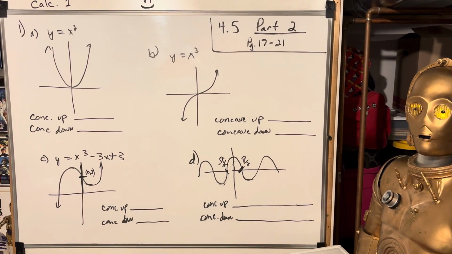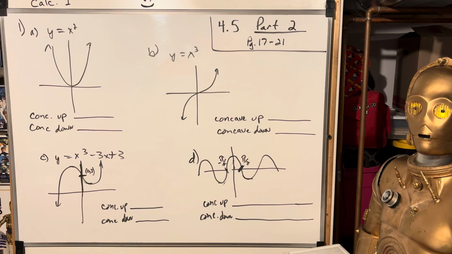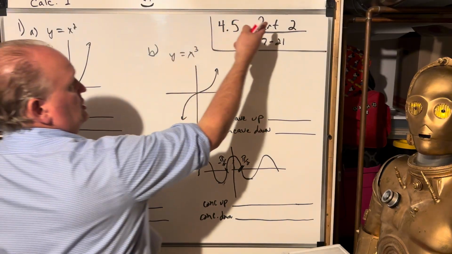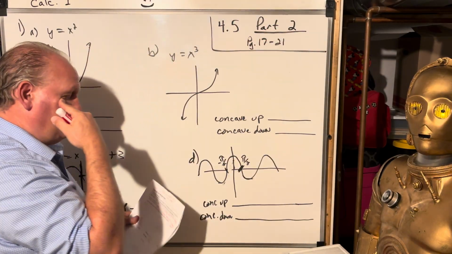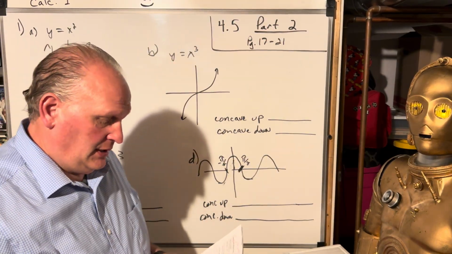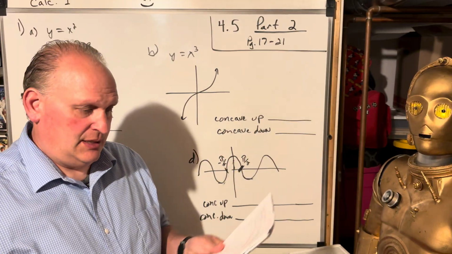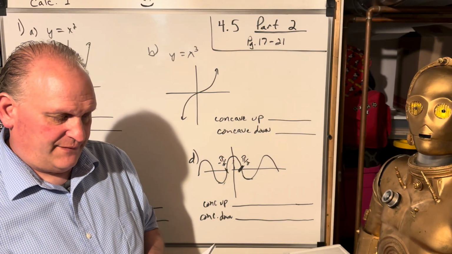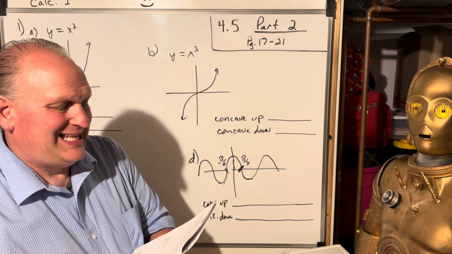Okay, we are back. It is Calculus 1. This is 4.5, Part 2. We're going to do 17 through 21. So, page 17 on the note packet for Chapter 4, we're talking about concavity.